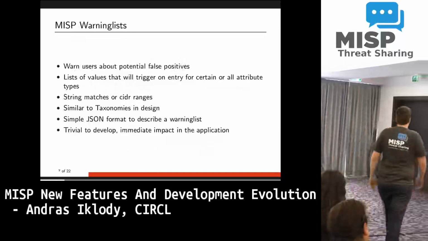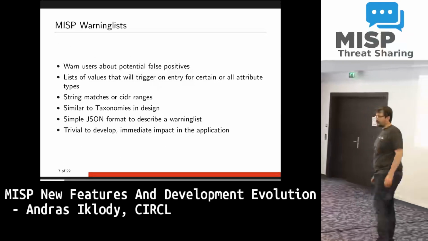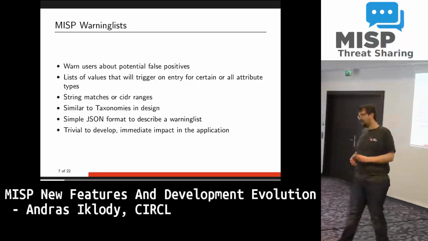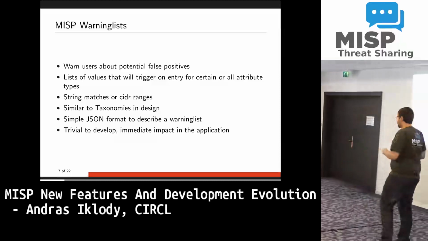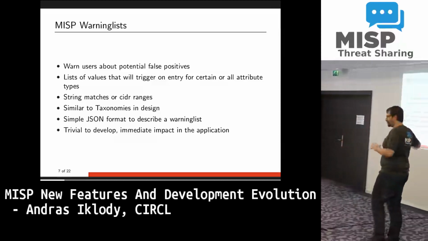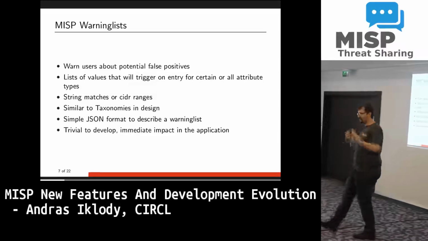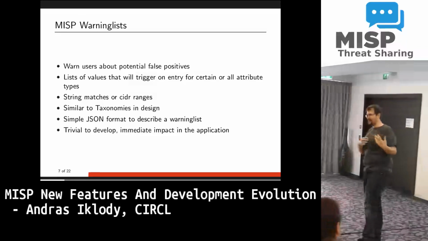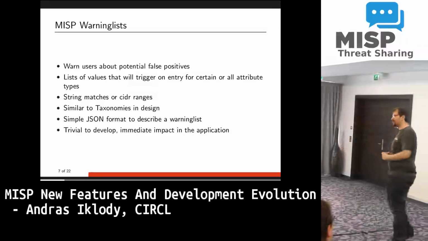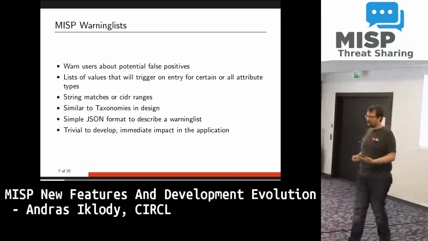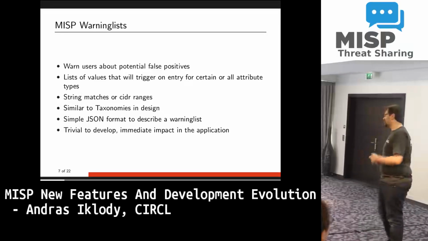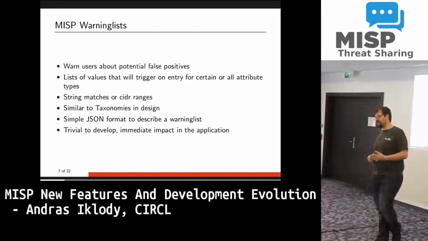So the next structure that we did after the taxonomies were warning lists. The idea was very similar. So we wanted something very simple, and I'll come to in a moment what they actually are, but we wanted to have a very similar structure to the taxonomies. The idea with warning lists is that very often you don't want to necessarily block something from being entered, but you want to warn the user that it is possibly a false positive that they're entering.